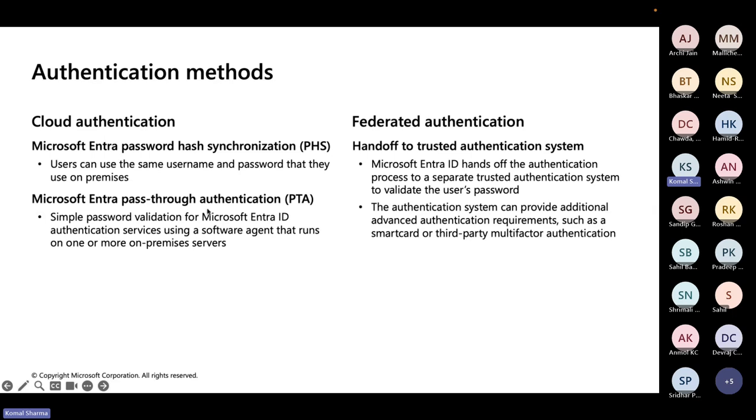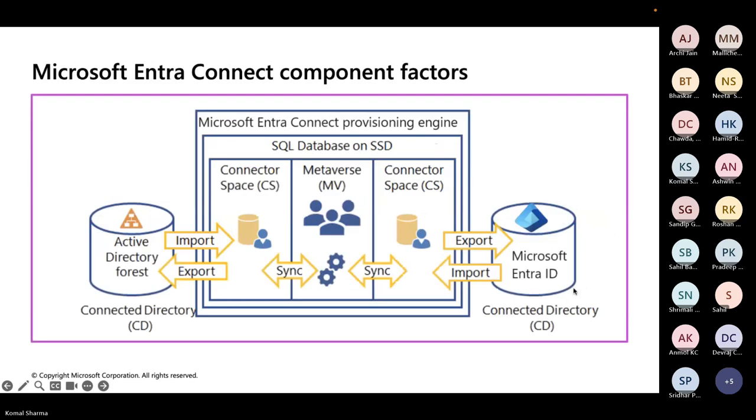The second is Microsoft Entra pass-through authentication. This is simple password validation for the Entra ID authentication service, using a software agent that runs on one or more on-premises servers. So here, basically, an on-premises server is a kind of agent that works for password validation, but the identity is managed by the on-premises server. And the third one is federation authentication, where there is a federation server that is responsible for the authentication of your identities. So here you can understand how Entra Connect helps to sync your identity. As I said, Microsoft Entra Connect works as a bridge.